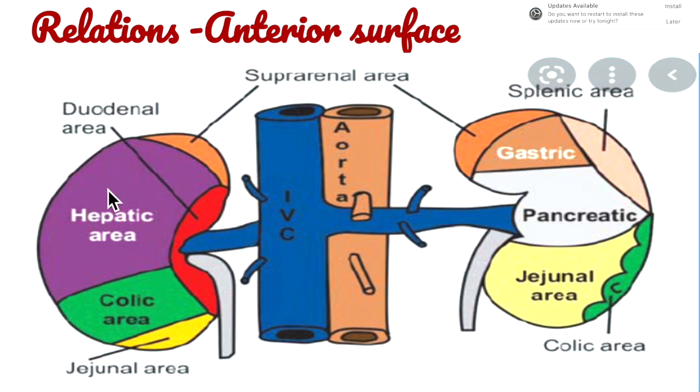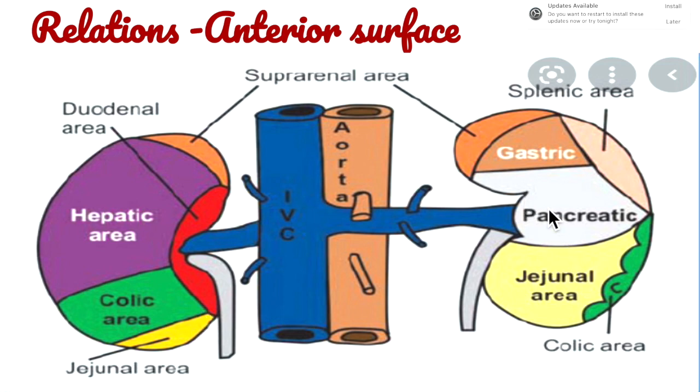Now we'll see the anterior surface of this right kidney. Here we'll see the relation of liver, the hepatic area. It is related to liver, and this is related to the colic area, transverse colon, and this yellow colored area is related to coils of small intestine.